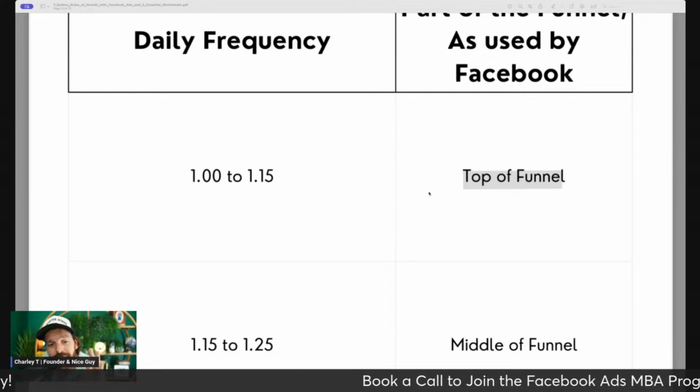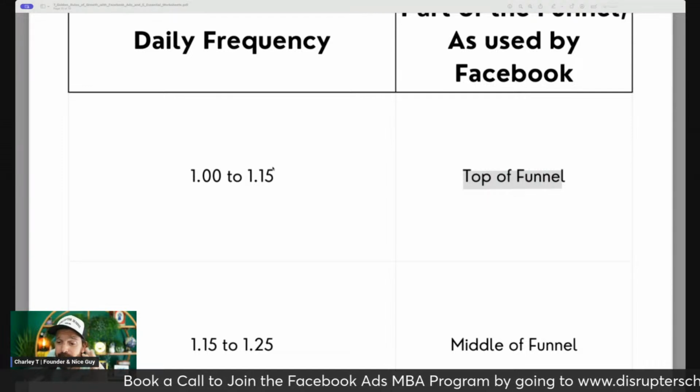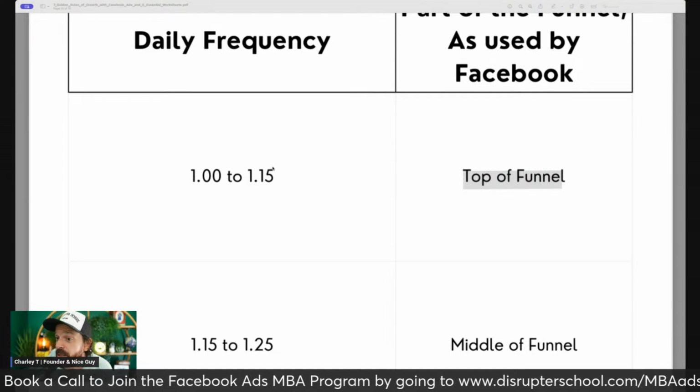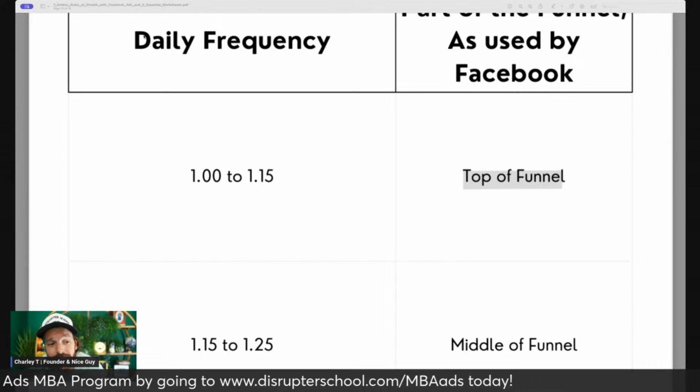So, here's another thing. These top of funnel ads, let's get to CPM. Now, people have heard me say all the time, CPM doesn't matter. And it's true. CPM doesn't matter. But it can be comparative data for us to understand what's going on.